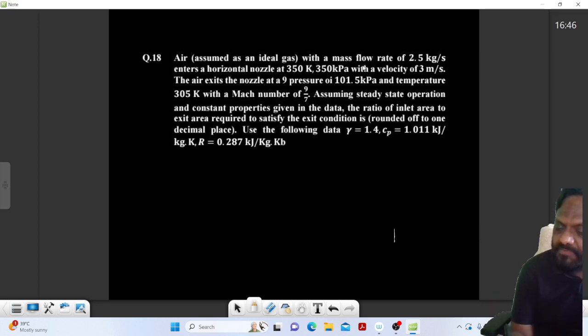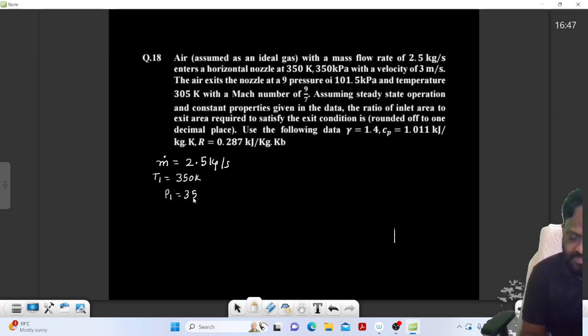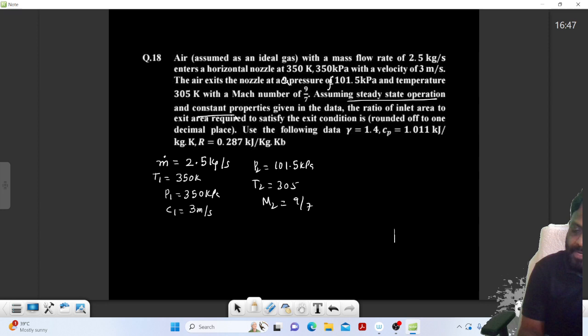Air is assumed to be an ideal gas with a mass flow rate of 2.5 kg per second. In a horizontal nozzle, air enters at a temperature of 350 Kelvin, a pressure of 350 kilopascal, and a velocity of 3 meter per second. The air exits the nozzle at a pressure of 101.5 kilopascal, a temperature of 305, and a Mach number of 9/7. Assuming steady state operation and constant properties, the ratio of inlet area to exit area required to satisfy the condition is asked. Gamma is 1.4, Cp is 1.011, not 1.005, and R is given.